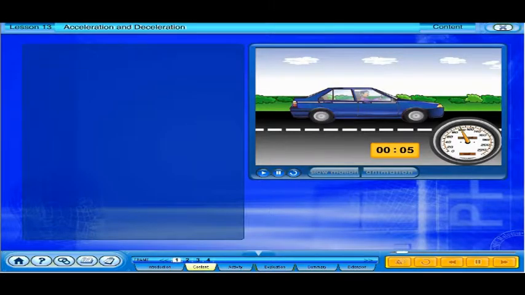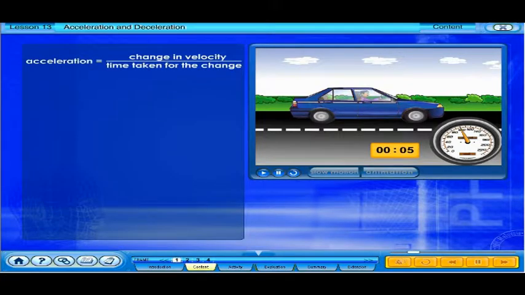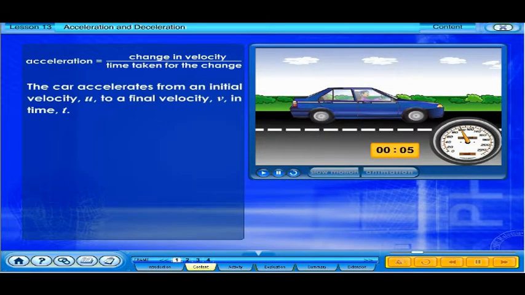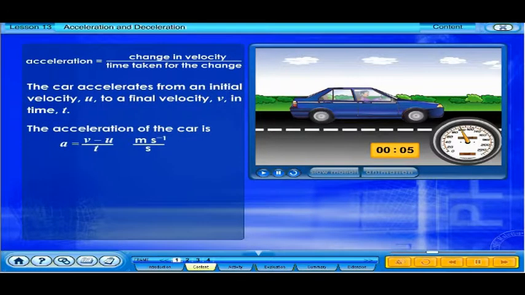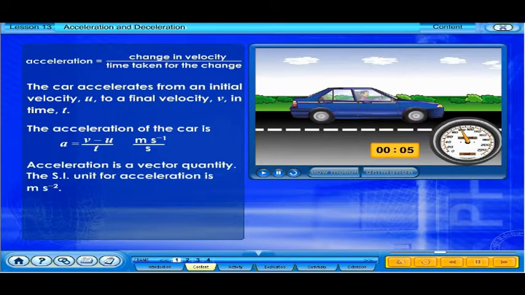The change of velocity over a time interval can be represented by a physical quantity called acceleration. Suppose the car accelerates from an initial velocity u to a final velocity v in time t. The acceleration of the car is... Acceleration is a vector quantity. The SI unit for acceleration is meter per second squared.